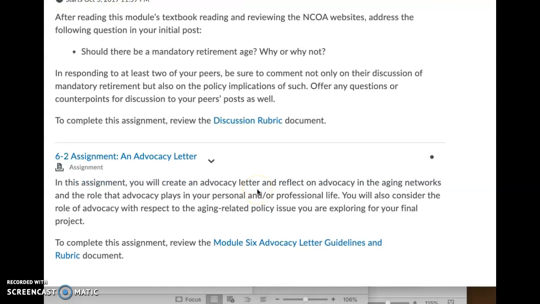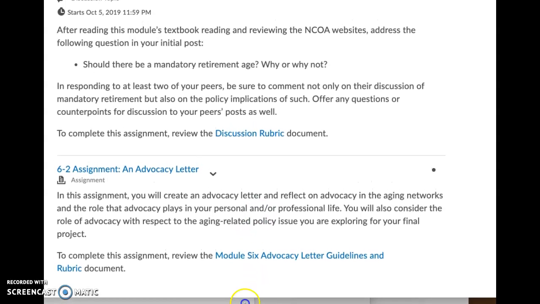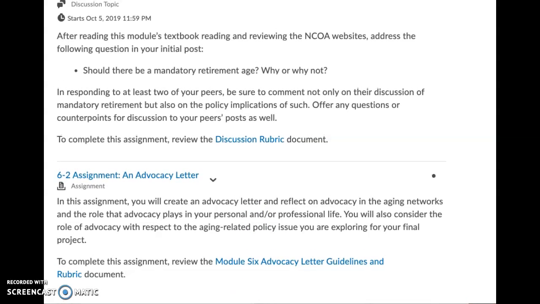Next stop is your assignment 6.2, which is an advocacy letter. In this assignment, you will create an advocacy letter and reflect on advocacy in the aging networks and the role that advocacy plays in your personal and or professional life. You will also consider the role of advocacy with respect to the aging related policy issue that you are exploring for your final project. So let's take a look at the guidelines for this assignment.